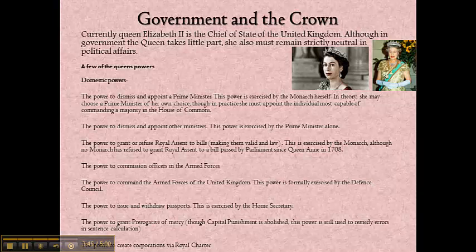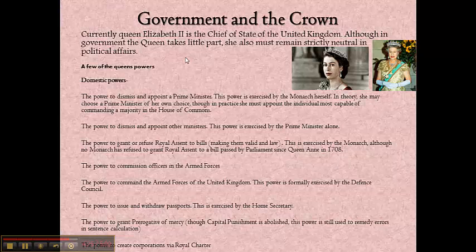So now I'm going to talk a little bit about government and the Crown. You guys have probably all heard of Elizabeth II. Currently Queen Elizabeth II is the Chief of State of the United Kingdom. Although in government the Queen takes little part, she also must remain strictly neutral in political affairs, which I thought was kind of interesting. Below that, there's a picture of the Queen when she was young, the first picture. This picture was actually taken the first day the Queen was officially in power, so I thought that was really interesting. And then next to that, we have a picture of the Queen nowadays. She's a little bit older now, obviously, but those are some pictures of her.